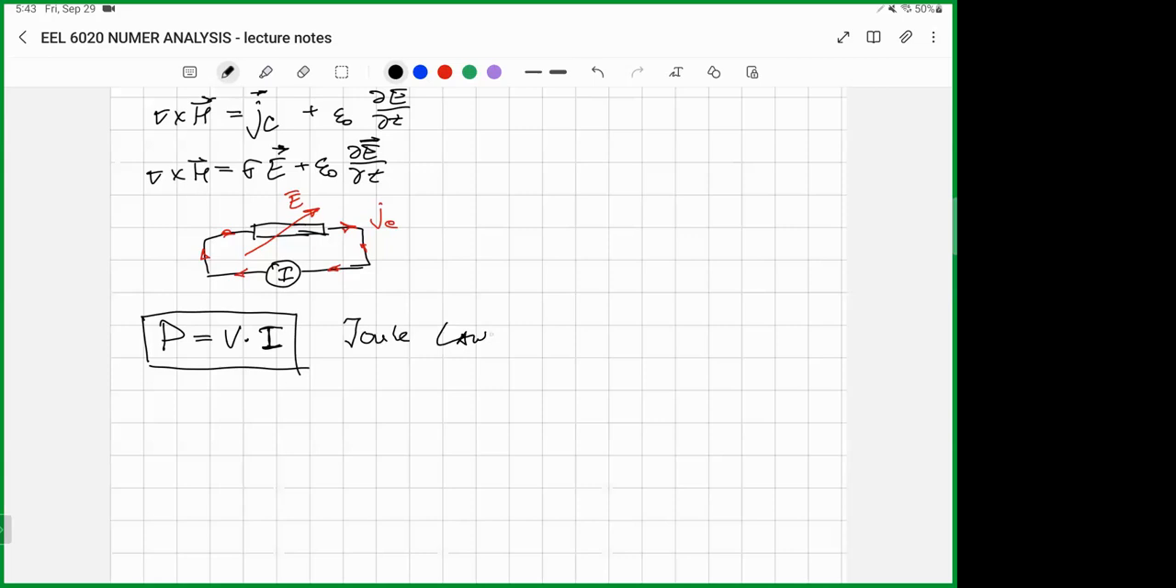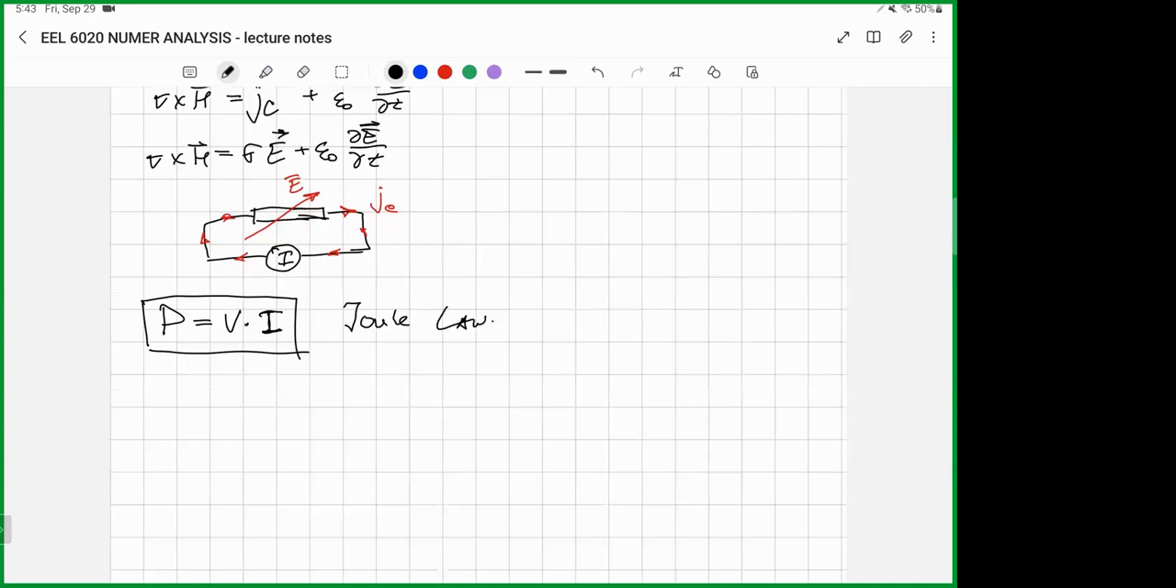And of course, for any circuit we have Ohm's law, which states, for example, that the current is equal to voltage over R, right? So the power can also be written as V squared over R. So the stronger the voltage, the stronger the power dissipation, for the given circuit with given R.